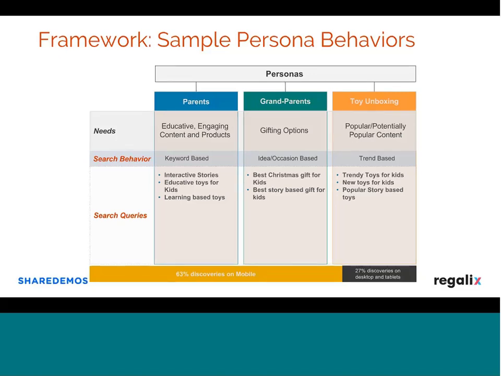Then what are those different types of keywords from which they will be searching? Interactive stories, educative toys for kids, learning-based toys, and so on and so forth. Grandparents, one of the needs they would have is that they would want to gift something to their grandchildren on Christmas or on Thanksgiving or on some other festival. So their search behavior is mostly idea and occasion based.